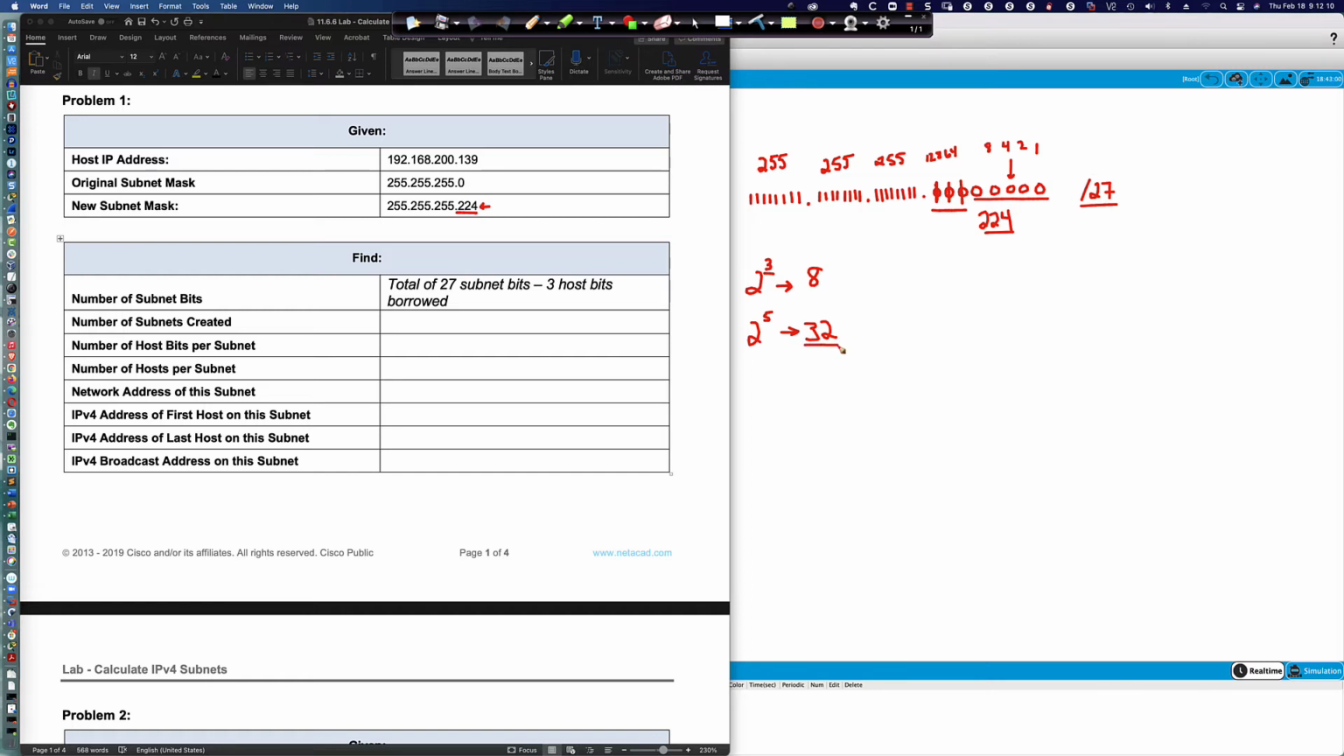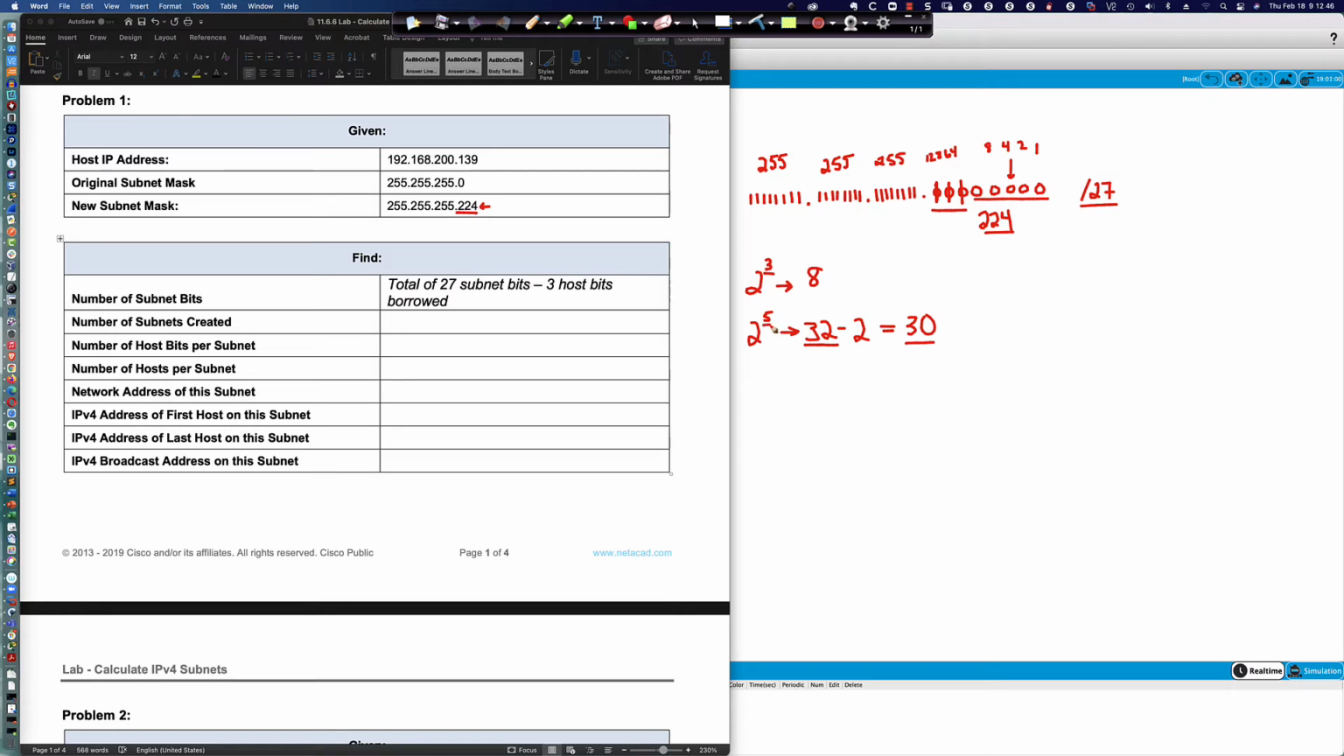Now, that is the total number of IPs. Now, they're phrasing it here, number of hosts per subnet. And what that implies is that is saying number of usable, assignable host IP addresses. And if that's what they're looking for, we need to subtract 2. And again, I should say that is what they're looking for. So we are going to subtract 2. And so there will be 30 usable, assignable host IPs per subnet.